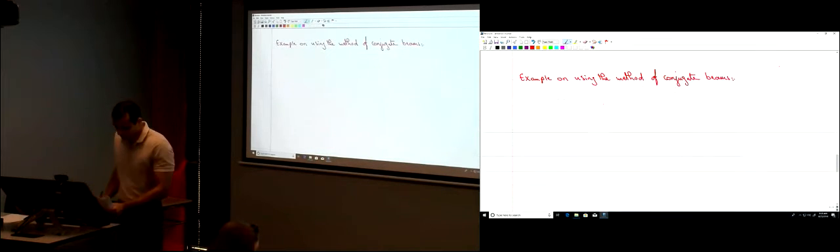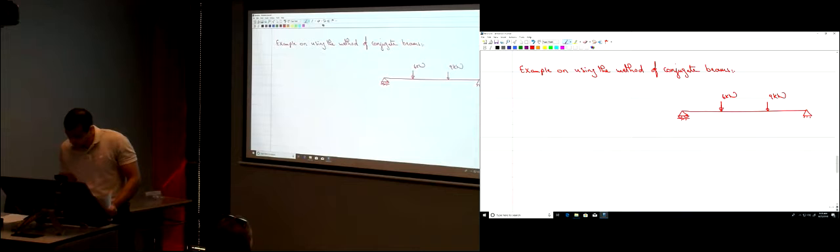So in this example, we have this simple beam with those two loads applied on it. One load is 6 kilonewtons, the other load is 9 kilonewtons. This is point A, C, D, and B, and those dimensions here are 3 meters each.